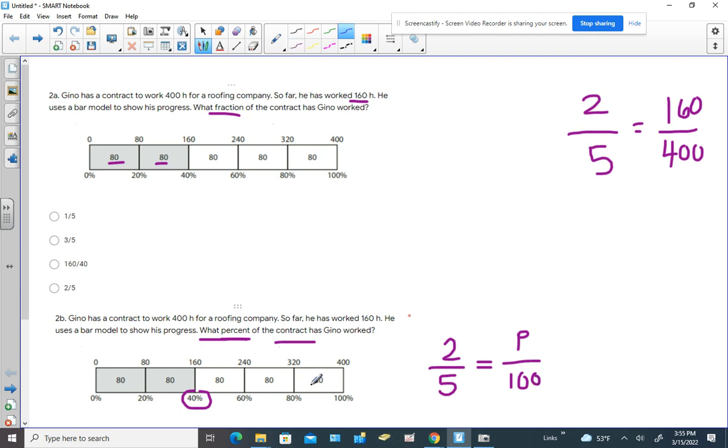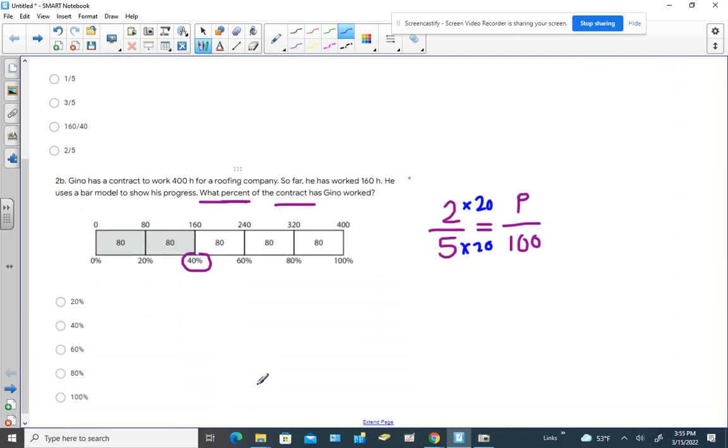Now, if we didn't have the nice pretty picture to look at and we needed to get the percent that way, we could say 5 times 20 equals 100, so 2 times 20 will give us the percent. But really, quite honestly, just looking at the picture and looking at the numbers on the diagram, you should have no problem figuring out the right answer here.